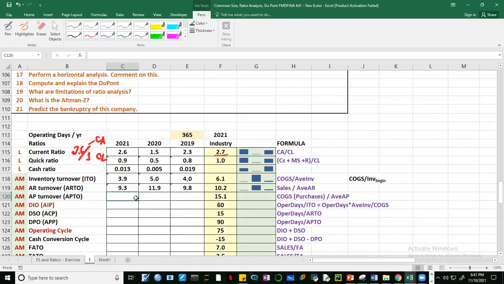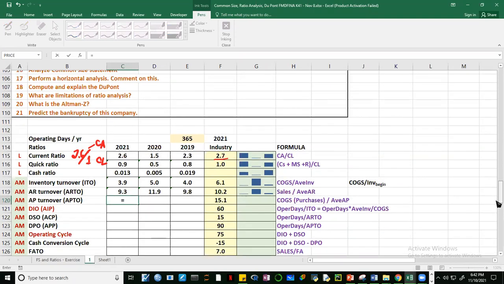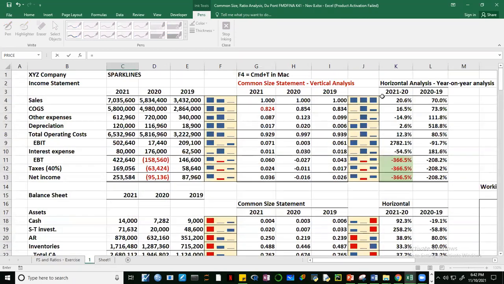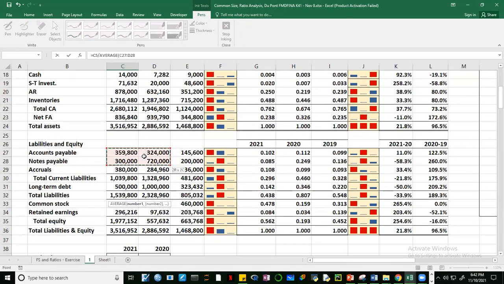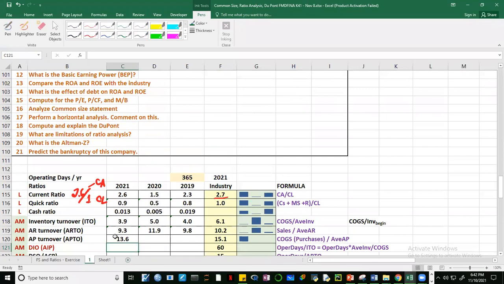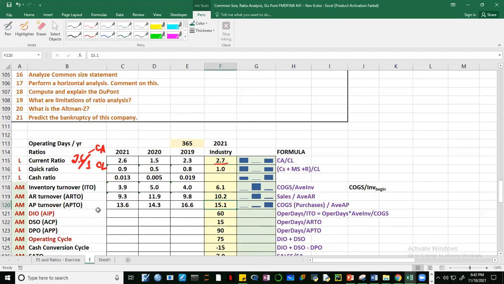Okay, so let's compute for the APTO, and it's equal to the cost of goods sold divided by the average accounts payable. Here. Close natin, enter. Okay, 13.6 times. Okay. So mamaya tingnan pa natin, no? Sa APTO, mas malaki si industry, no? Okay, so let's see the implication of this when we continue discussing this.